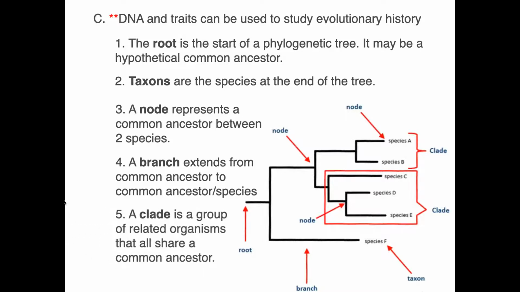Now, clades are groups of related organisms that all share a common ancestor. Technically, this entire thing could be a clade, or you can choose a subset. If we choose all these, they do all share a common ancestor. I could choose these, and they share a common ancestor. So clades are just groups that share a common ancestor.